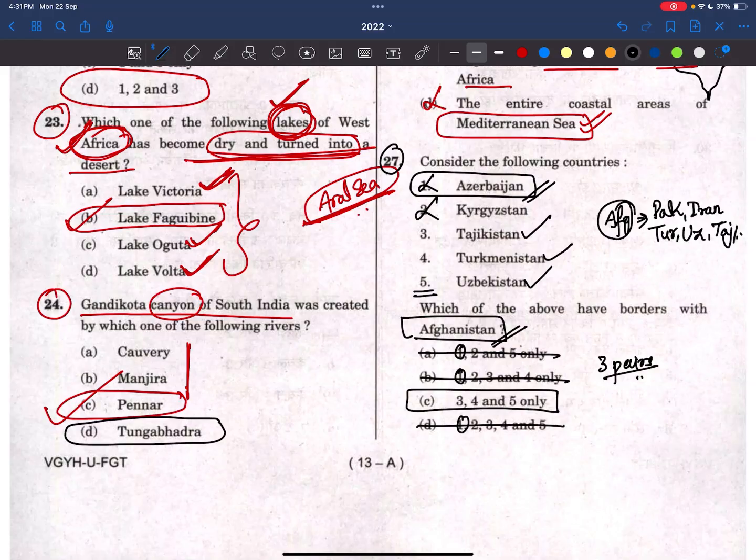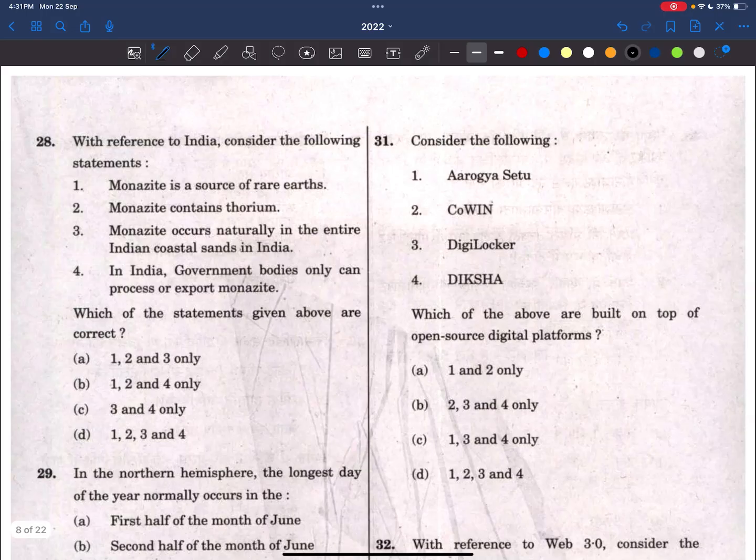But see, in current affairs also, whenever we are reading about any nations or places, it definitely indicates that we have to read about the bordering nations. And I think in 2023 as well, since the Ukraine Russia war, it didn't ask about the war. It asked about the bordering nations of Ukraine. Right. So while studying current affairs also, we have to read this static part as well. Coming to the 28th question.